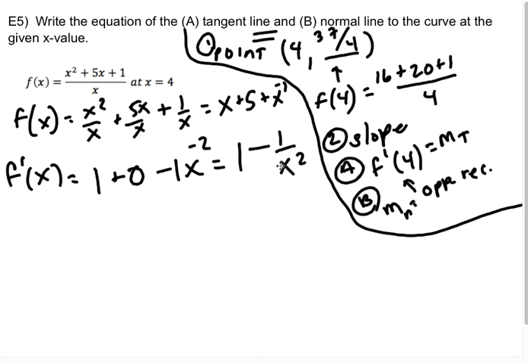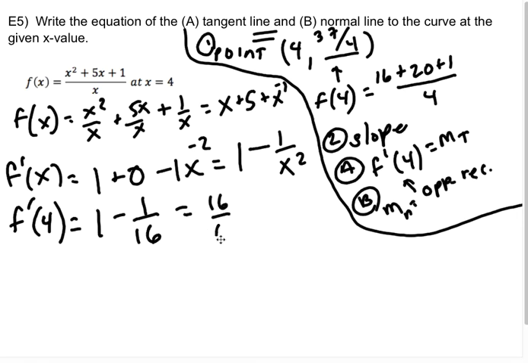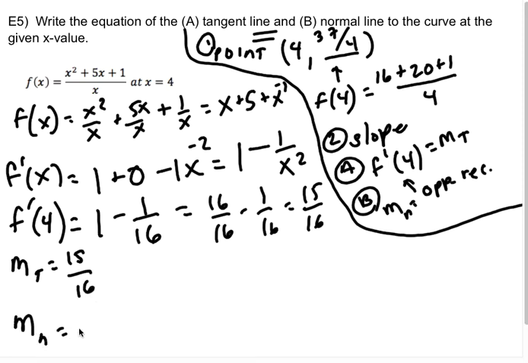Now here it is worth, in my opinion, rewriting, because I have to use the derivative for something. When you have to use the derivative, you probably want to rewrite it in a nice way. So this seems to be 1 minus 1 over 16. Right? Which I think is 16/16 minus 1/16, or 15 over 16. So that's my tangent slope, right? So my tangent slope is 15 over 16, which means my normal slope is negative 16 over 15.